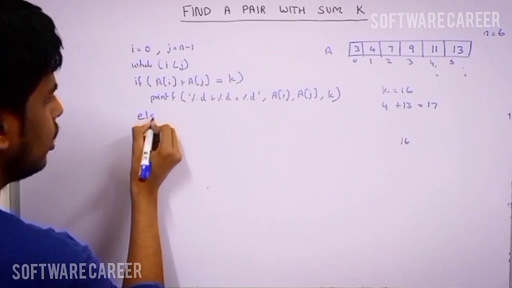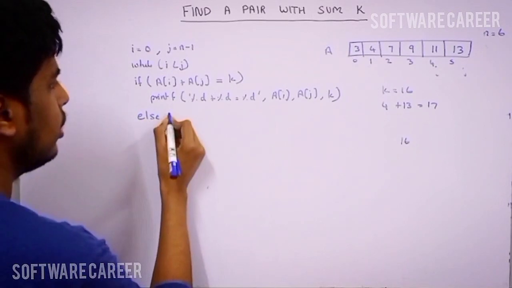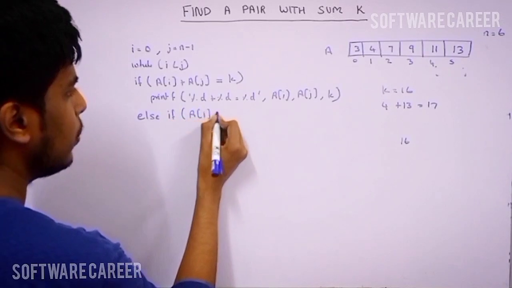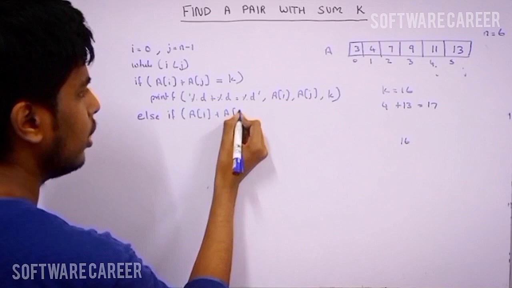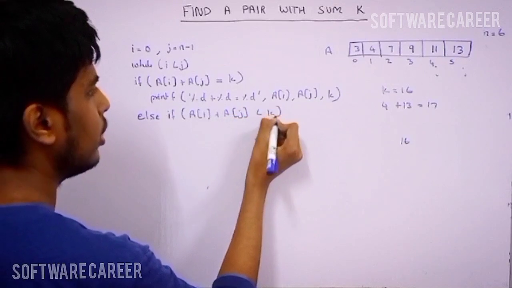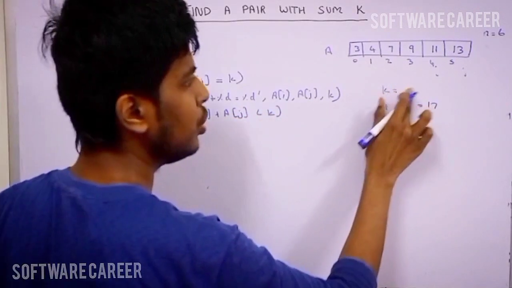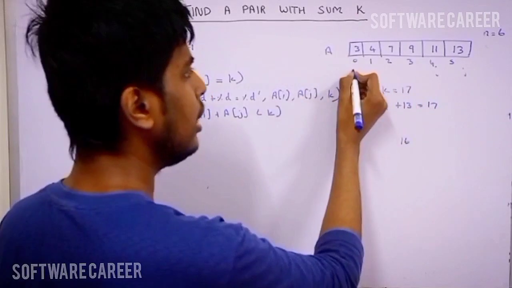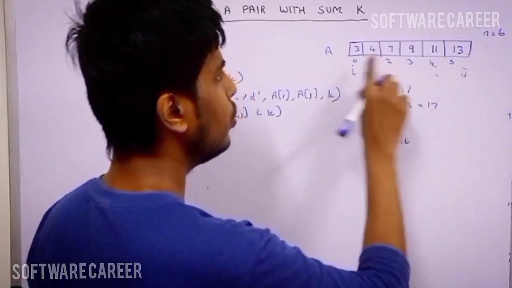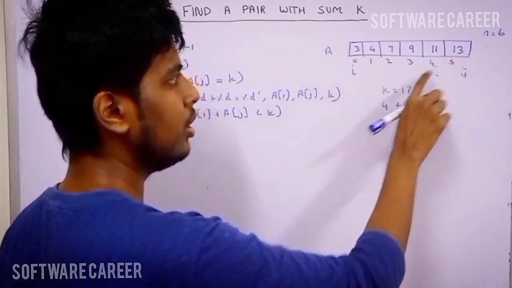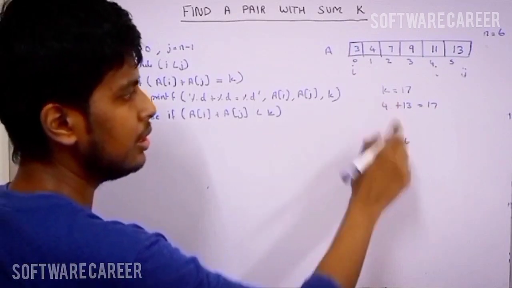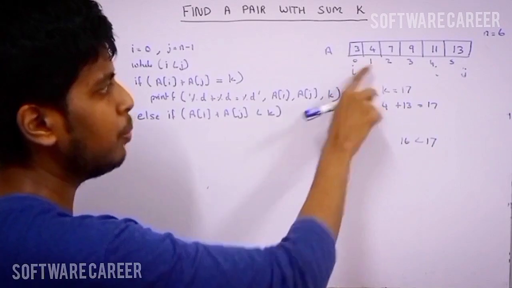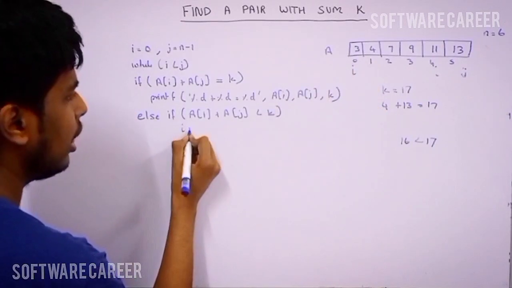Now else, second condition, else if a of i plus a of j less than k. Suppose you have to find the pair which gives sum 17. Now you are at the 0th index as i, then j is 5. Now a of 0, that is 3 plus 13, is 16. 16 is less than 17, it's less than k. So what should you do? You should move i plus plus. So I am writing here i plus plus.